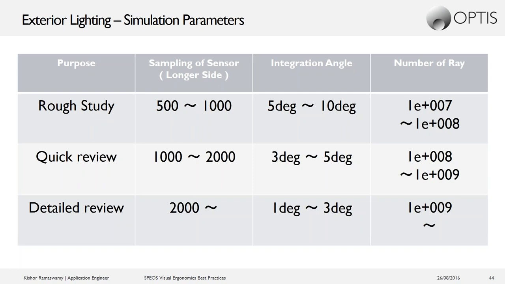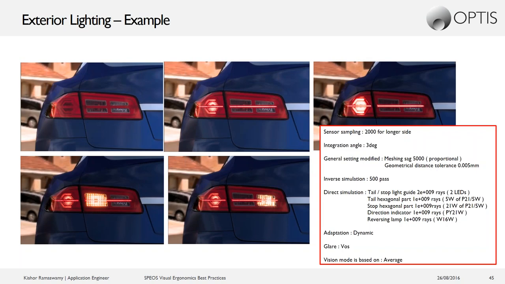This is a general process for working through a simulation. As an example, in this case we have 5 different simulations which were merged together. The first at the top left is an inverse simulation which provides the exterior of the car as well as an environment. Following this, each of the individual sources are simulated and then all merged together to provide the overall result. These are some of the simulation settings that were used for this in terms of sensor sampling, integration angle, meshing, and number of rays.